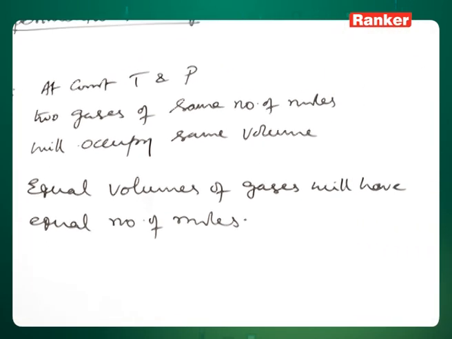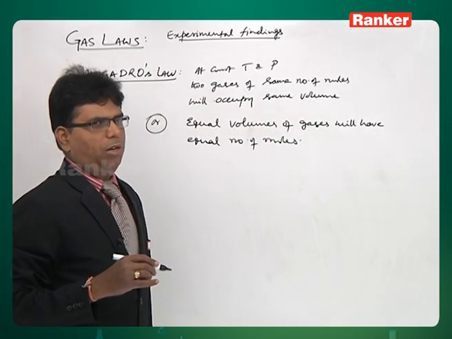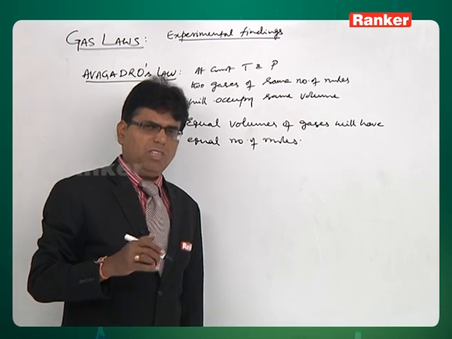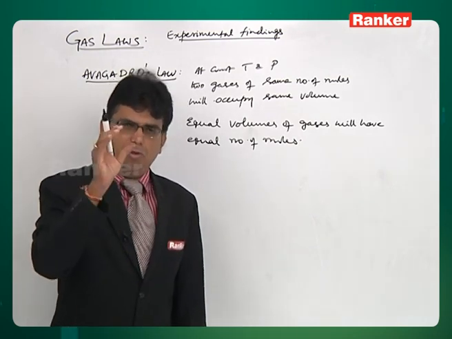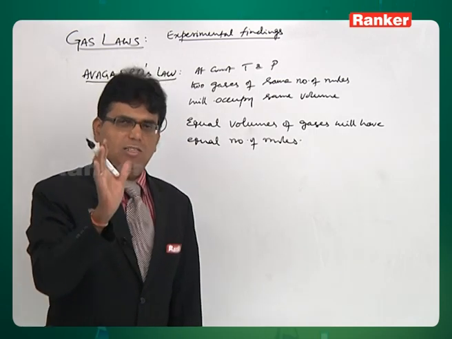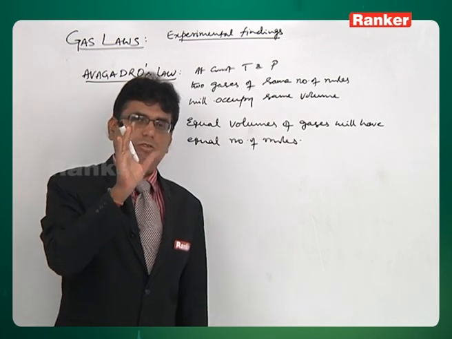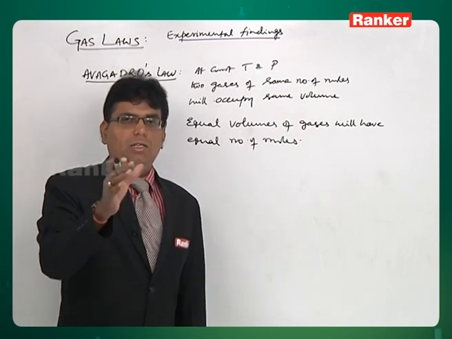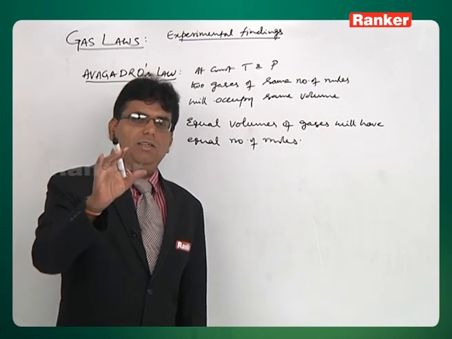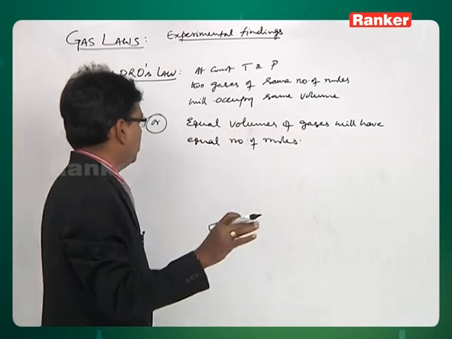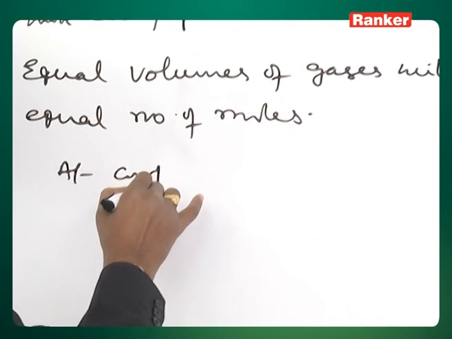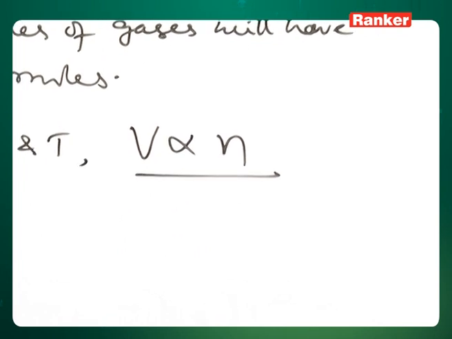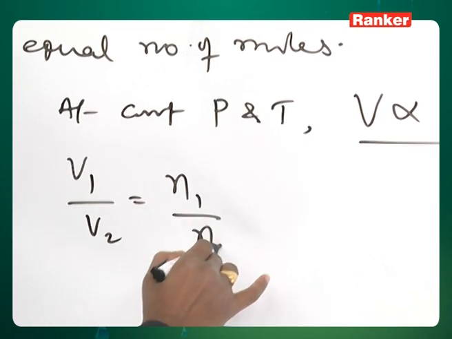As long as the temperature and pressure are kept constant, equal volumes of gases are found to have equal number of moles, or in other words, a simple way of understanding it is that if volumes of two gases are same, that means the number of moles, the quantity of the gas that is taken, is also the same. Or if you take the same quantity of two different gases and maintain the pressure and temperature constant, then the volume occupied by both the gases also will be same. So, it is a direct relation: at constant pressure and temperature, volume of a gas is proportional to number of moles, or V1 by V2 is equal to N1 by N2.